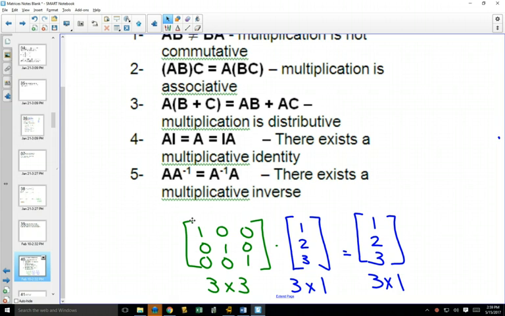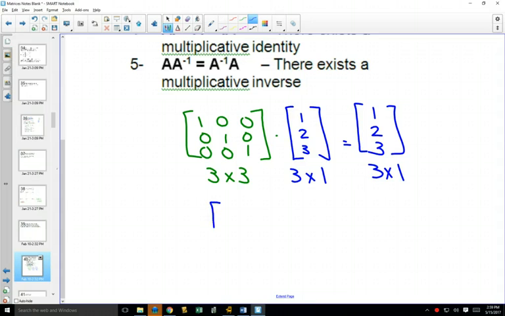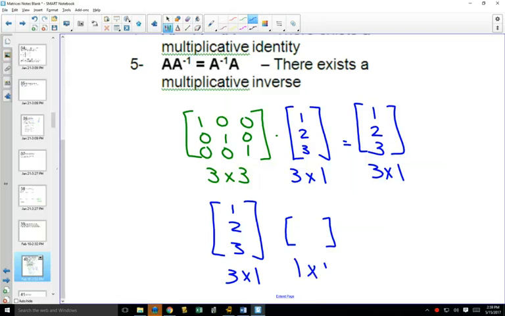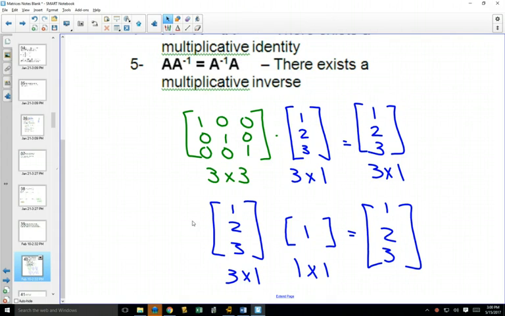Now, when I multiply this way, I have to have a 3 by 3 first. If I multiplied it the other way, this is my 3 by 1, what would be my identity matrix here? How big would it have to be? A 1 by 1. Whew. Okay, and what do we get? We still get 1, 2, 3. It still works out. But your identity matrix might be a different size depending on which side of your matrix that you multiply by.